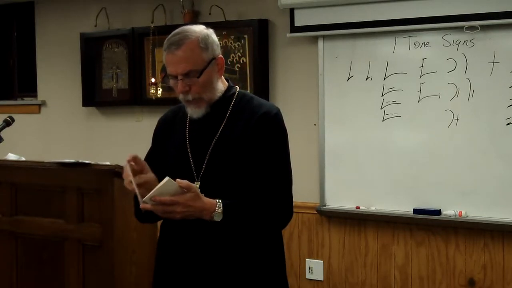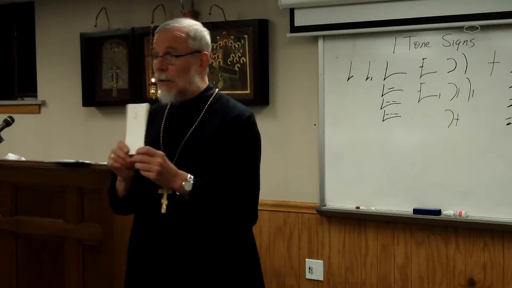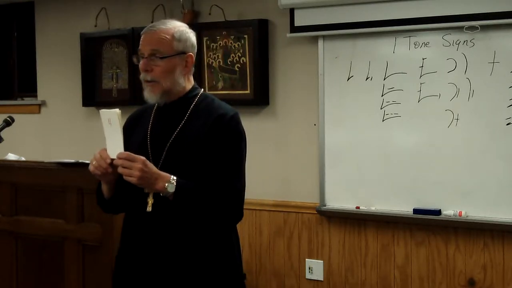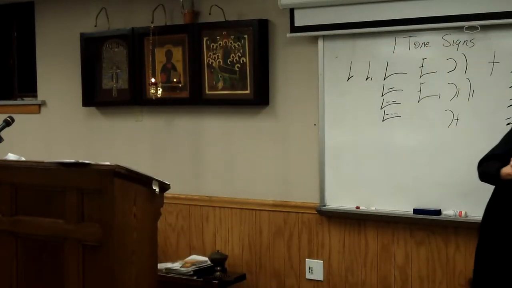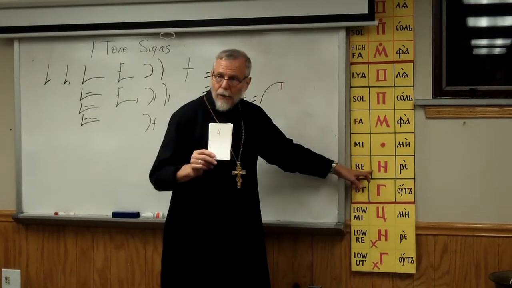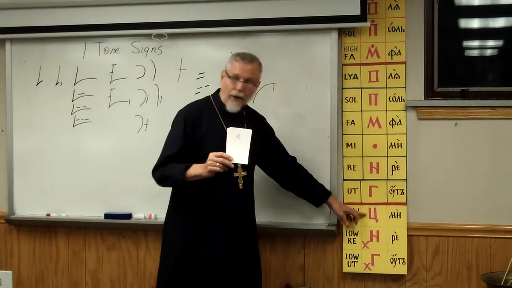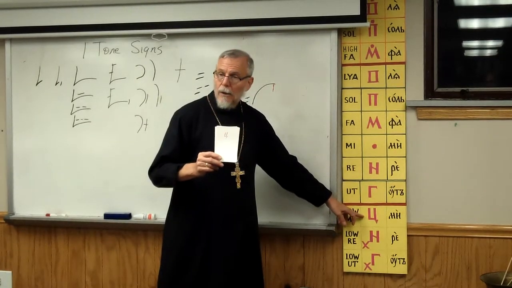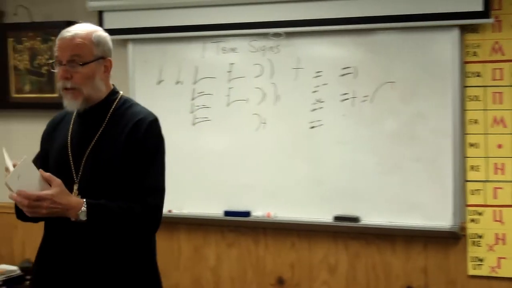Let's try another one or two, okay? And I'm just trying to jump around here. Now, here's a tough one. Anybody remember what this one is? Because this doesn't look like the rest. Yes, Nina, you know it? Low mi, okay? Now, of course, the point I'm making here is the low ut looks exactly like the ut. The low re looks exactly like the re, except for the X by, but the low mi is a completely different letter, except that, in fact, that's the letter what in Slavonic? S, okay?